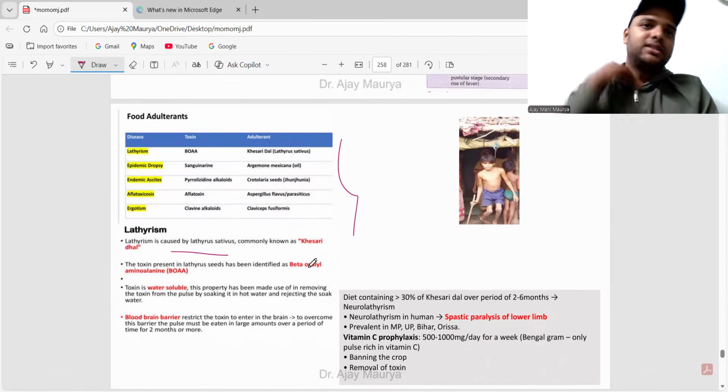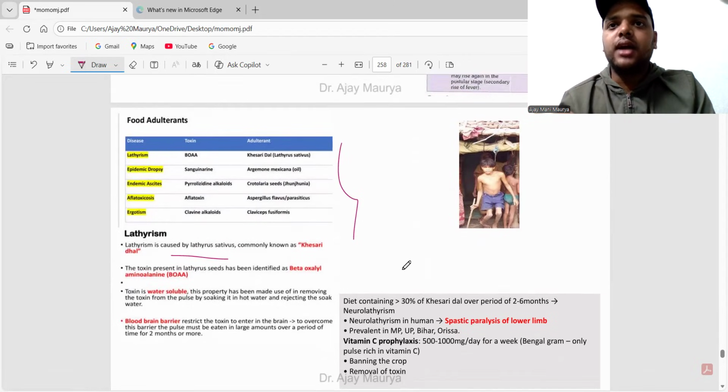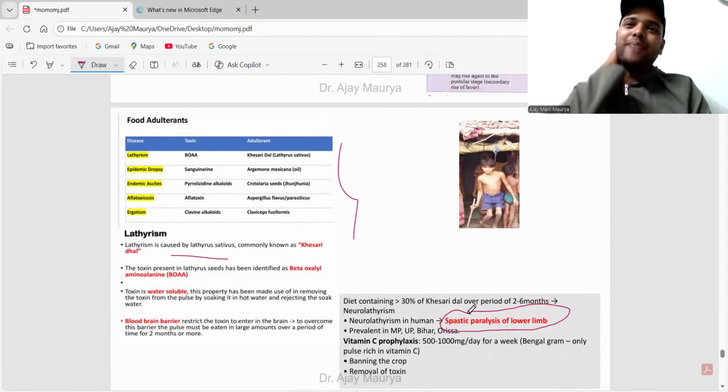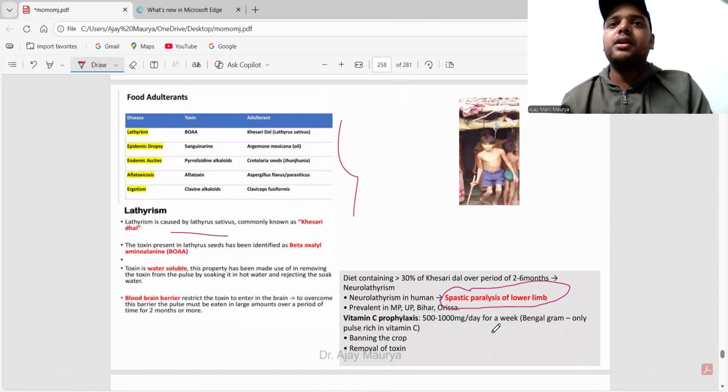Now this causes paralysis. What does it cause? It causes spastic paralysis of the lower limb. Remember, for prophylaxis you have to give vitamin C. You have to give vitamin C in the prophylaxis.